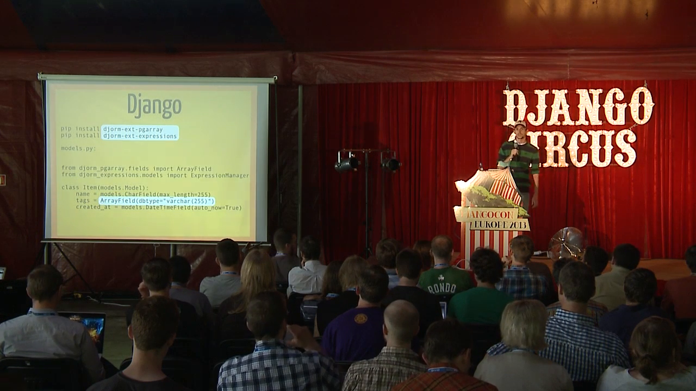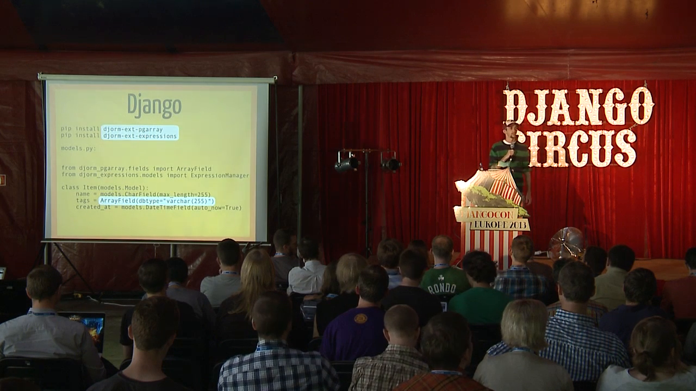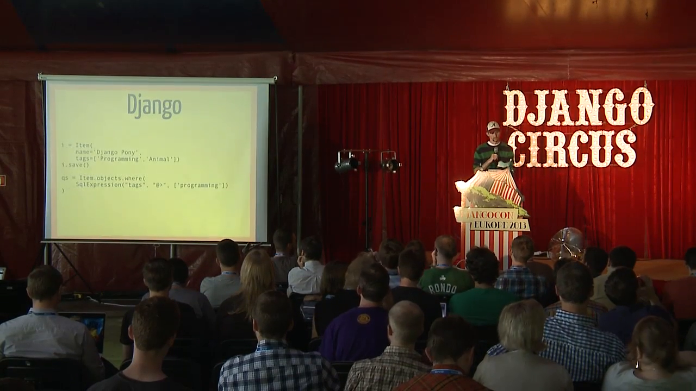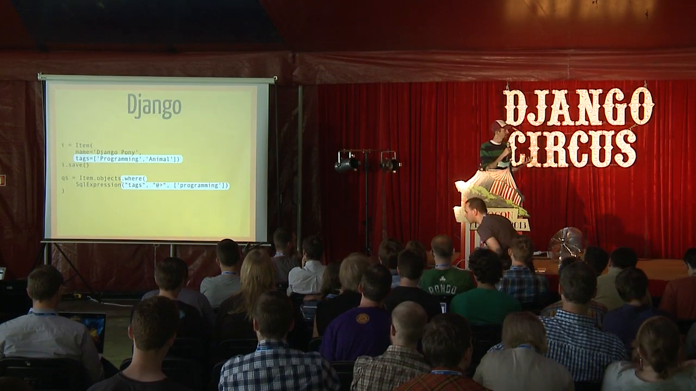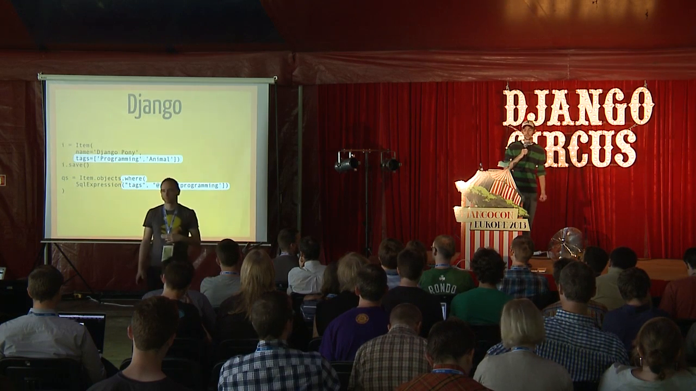Then I'm going to define it in my model. So in my model, I'm just going to say I have an array of basically a varchar. It could be integers. It can be an array of whatever you want. Then in Django, I'm actually going to use this. When I create it, I just send in an array. Then I can query on it.